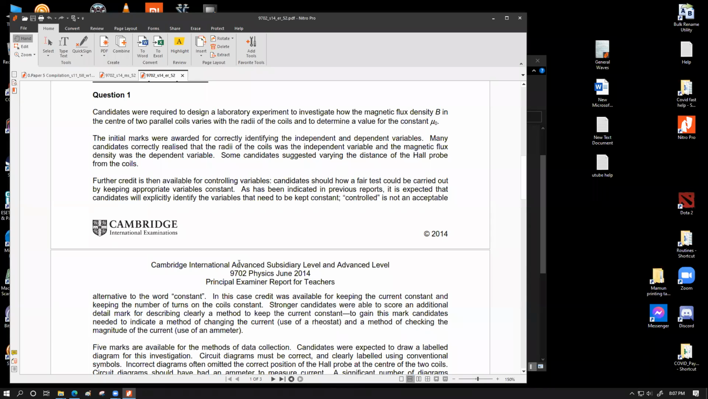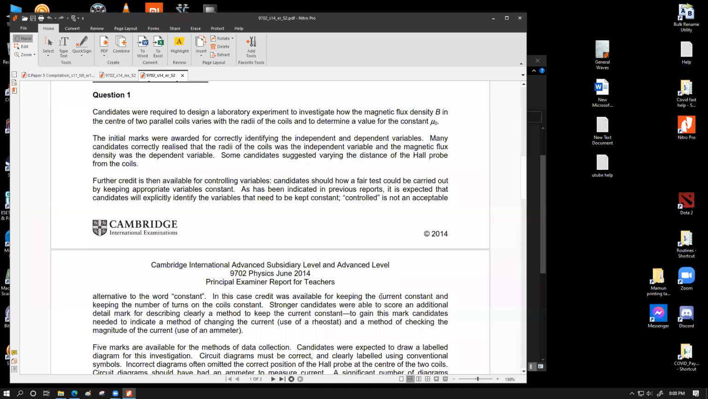Further marks are then available for controlling variables. Candidates should show how a fair test can be carried out by keeping appropriate variables constant. As has been indicated in previous reports, it is expected that candidates will explicitly identify the variables that need to be kept constant. Controlled is not an acceptable alternative to the word constant. This is very, very important. Keep this constant, keep this variable controlled, not the same thing. Be careful with the choice of your words.